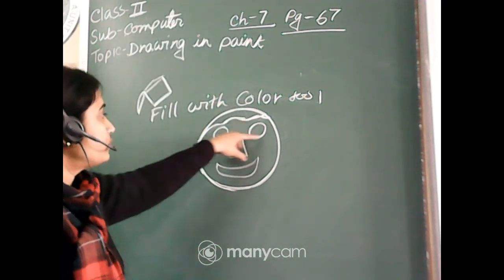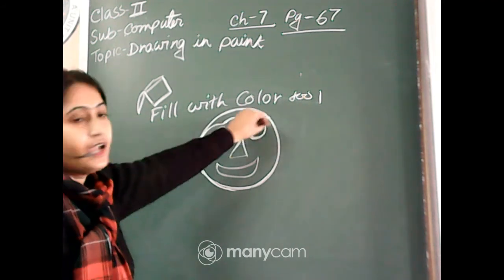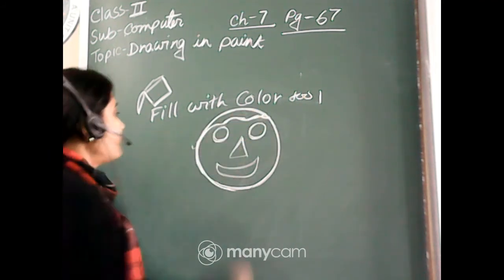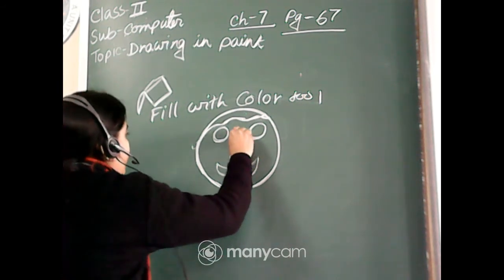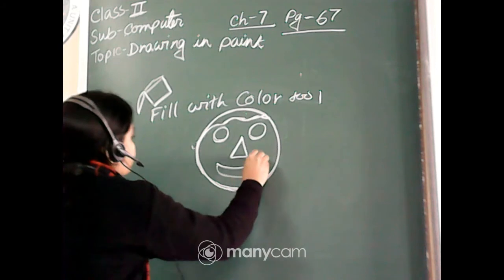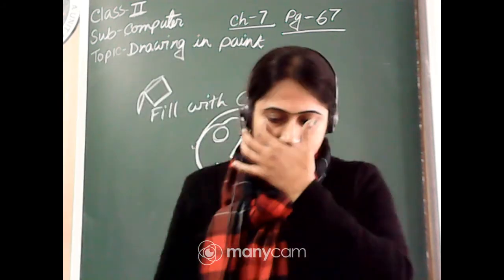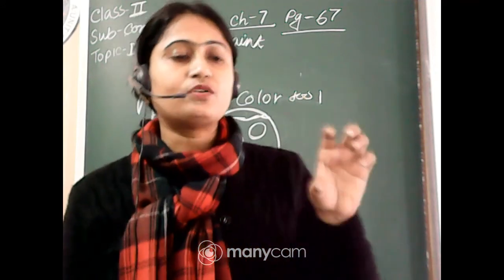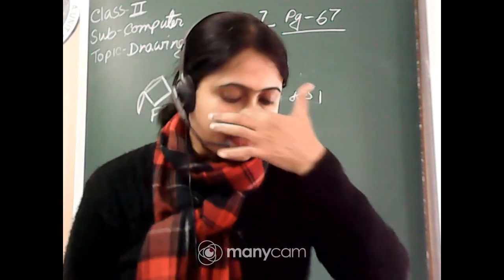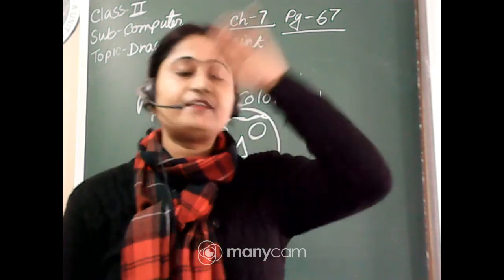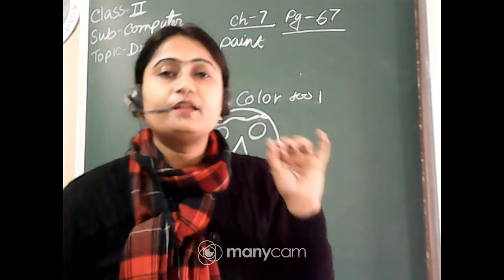If you want to make it red, choose the red color and fill it and click it. And this one is a nose, a triangle. You can choose any other color. And the mouth, this one also you can apply another color. Where the shape is closed, in that particular place we can apply the fill with color tool. First you have to click on the home tab, and under the home tab there is a tools group. In the tools group, fill with color tool.